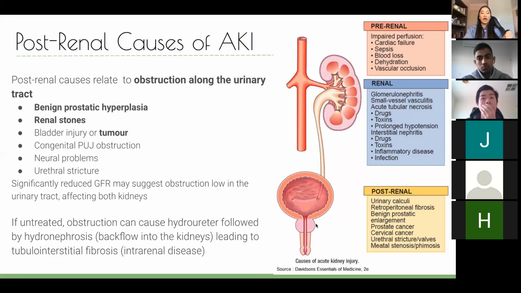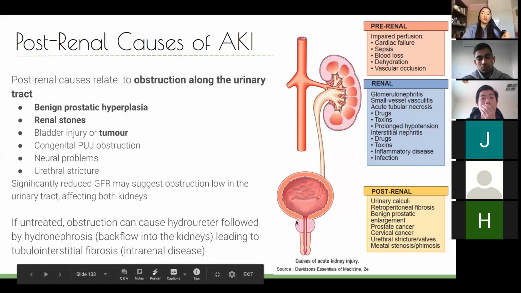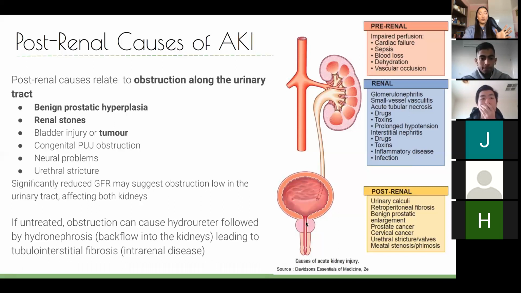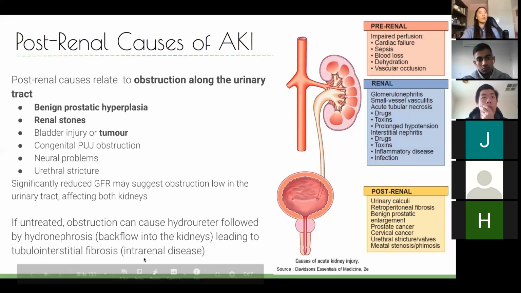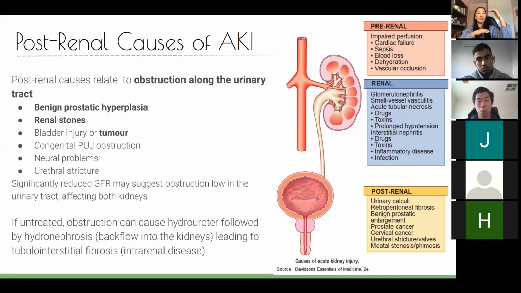And this is a very big problem because your obstruction is going to locally decrease GFR, that is true. But the big issue is that if you have an obstruction, say here, you're going to get reflux of urine up through the ureter. It's going to build up pressure and cause hydroureter here, and then hydronephrosis once it gets into the kidneys. And if you have high pressure urine forcing its way back into the kidneys, that's going to cause intrarenal disease, tubulointerstitial fibrosis. So just remember, pre-renal and post-renal are categories of their own, but they can cause intrarenal problems as well.